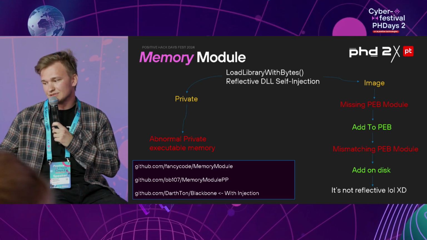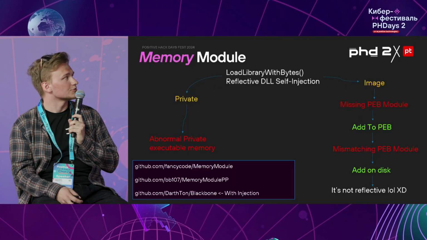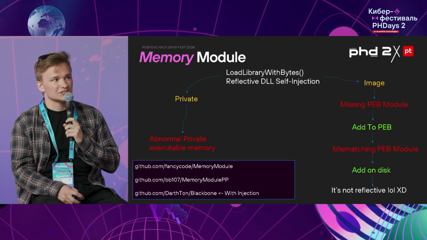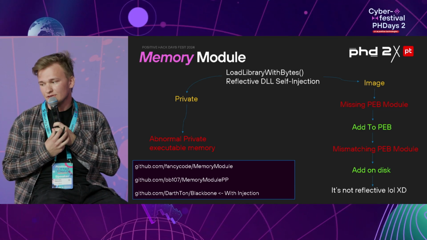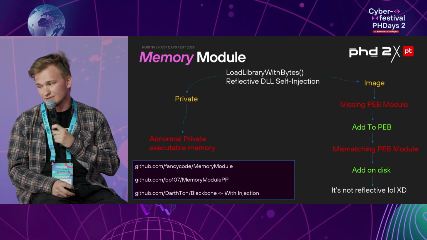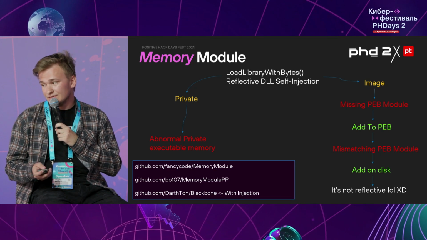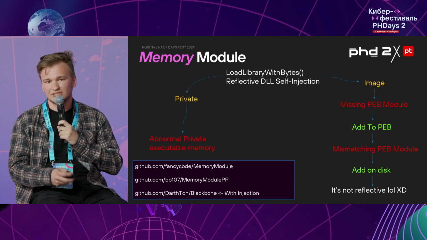There are three big ways here. So we start with fancy code and all the way to Blackbone, which supports the e-injection into third-party processes. And there are two interesting things here. One of them can show the target library in the private memory. So we launch Moneta, and we see the detect called abnormal private executable memory. And the other one injects into the image of the region.